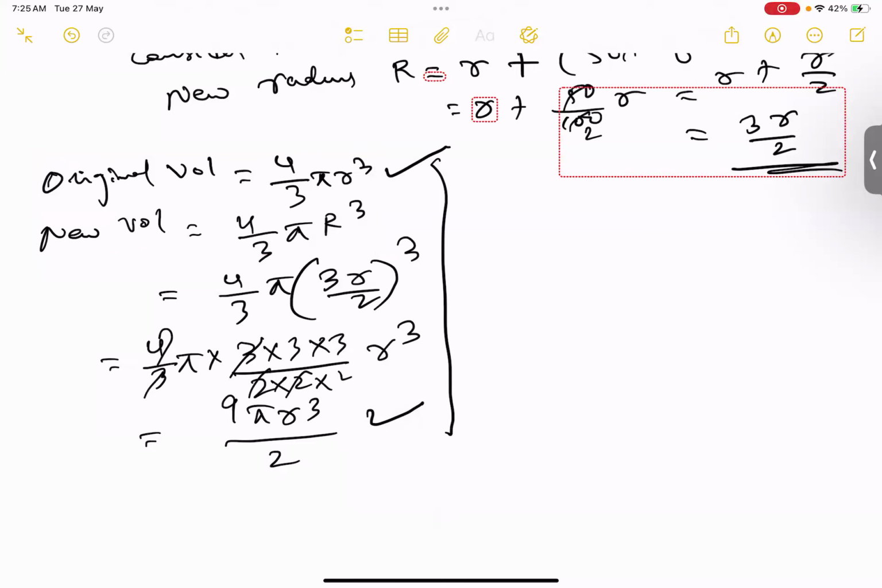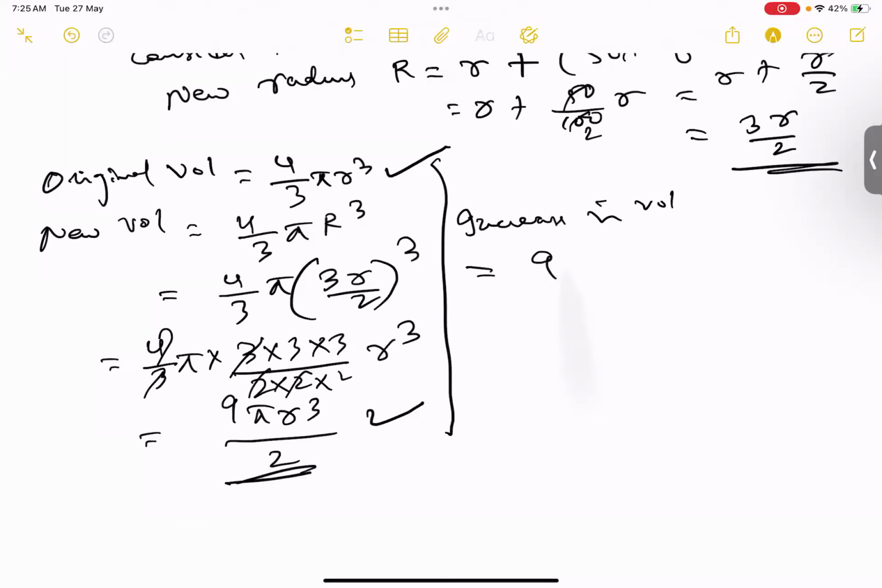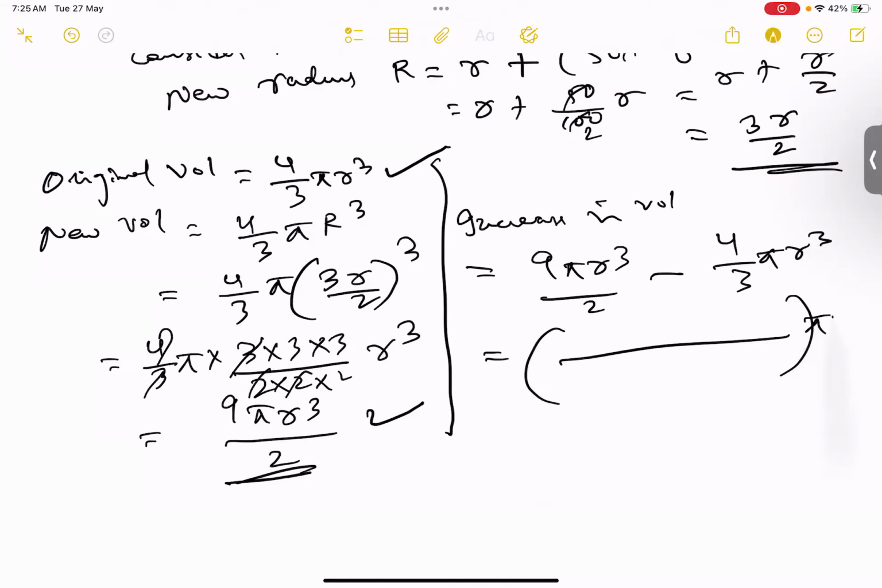Now first let's check how much has been increased. Increase in volume is equal to the bigger volume, 9 pi r cube by 2, minus the small sphere's volume, right? We'll subtract the difference. Pi r cube is common, so we'll just take it out of the bracket for some time. So 9 by 2 minus 4 by 3. So the LCM we find is 6.